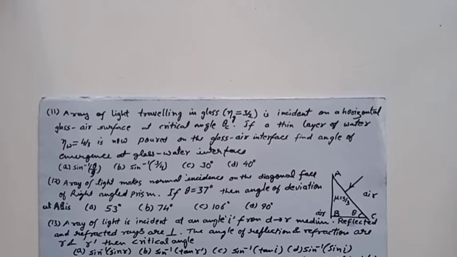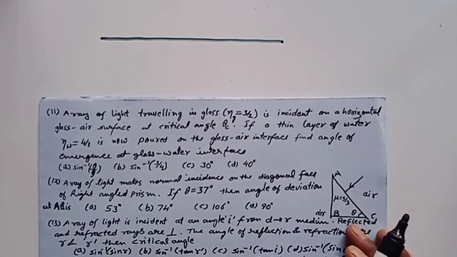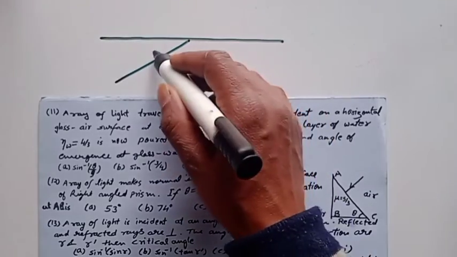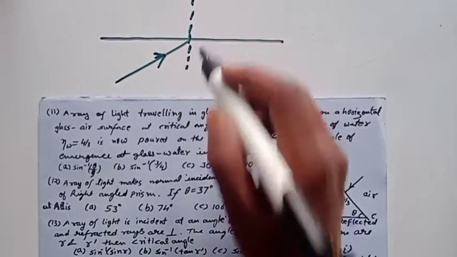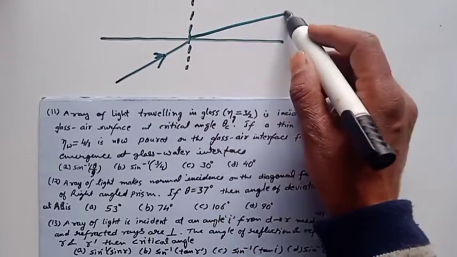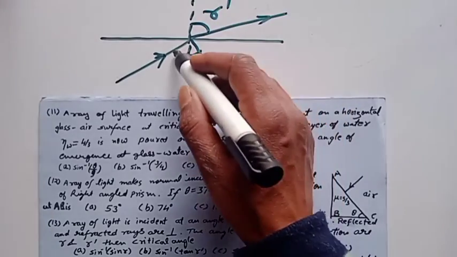Next, a ray of light is incident at an angle i from denser to rarer medium. Reflected and refracted rays are perpendicular to each other. The angles of reflection and refraction are r and r dash, then find the critical angle. Okay, so here it is going from denser to rarer medium. Remember, whenever there is refraction, there is some amount of reflection also. This angle is r dash, this angle is r, this angle is i.